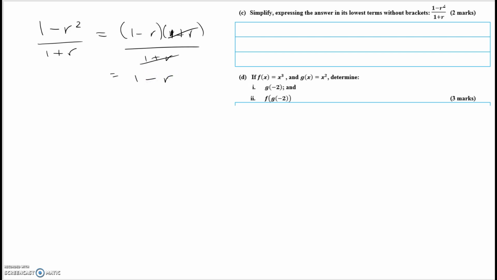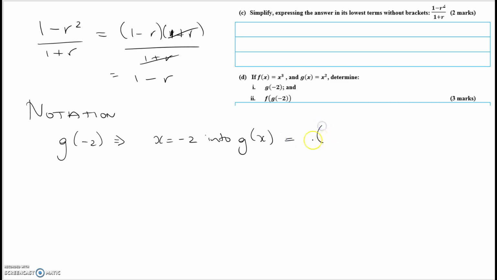Question D, remember it's just notation. It's not multiplication. g of negative 2 means you substitute negative 2 into g. And g tells us to square our input, so g of negative 2 equals negative 2 squared, which is 4. Watch the sign. If you write it like that, you can't go wrong.